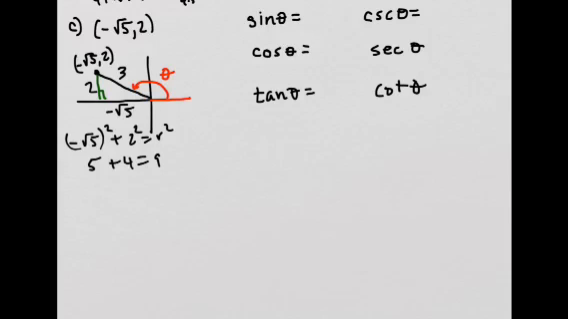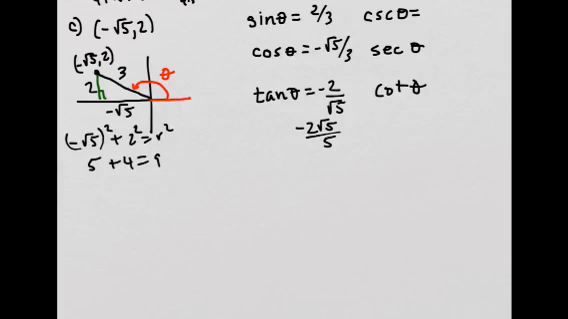R is 3. Sine theta is y over r, so 2/3. Cosine theta is x over r, negative radical 5 over 3. Tangent theta is y over x, so negative 2 over radical 5. We're going to rationalize this to negative 2 radical 5 over 5.